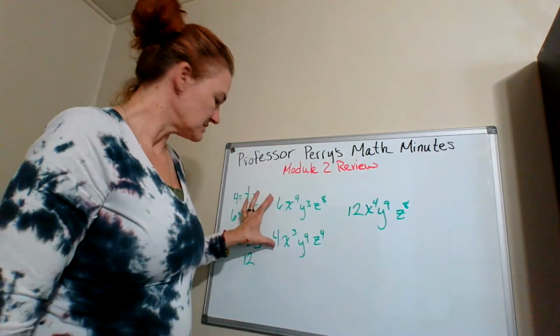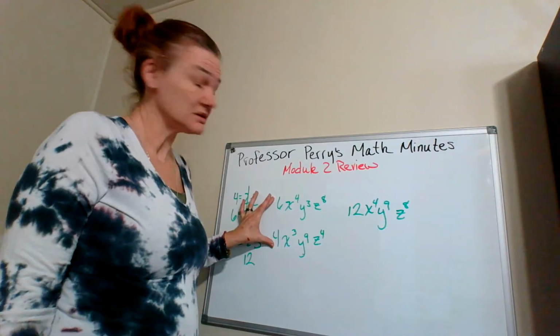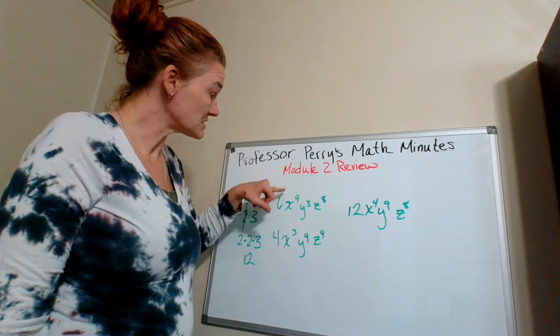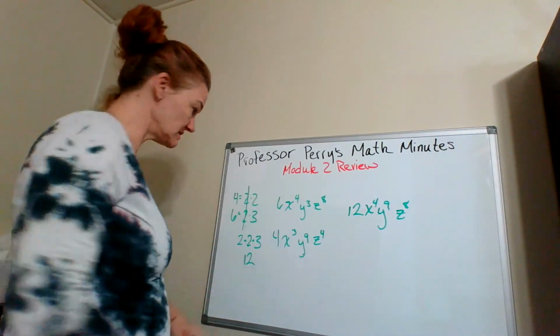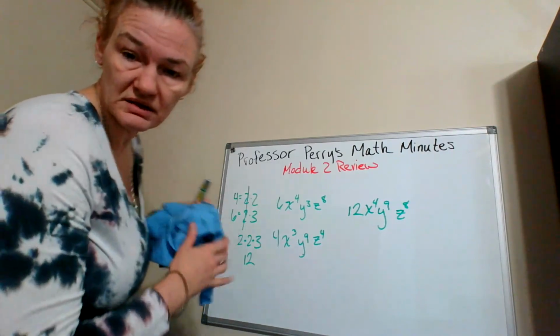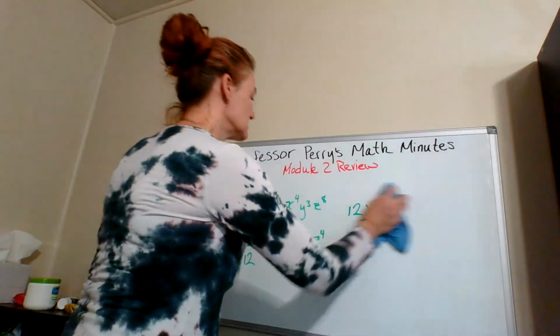Find the least common multiple between the numbers, if it has numbers. And then on all the exponents, you just keep the higher exponent. And that puts us at 13 minutes.